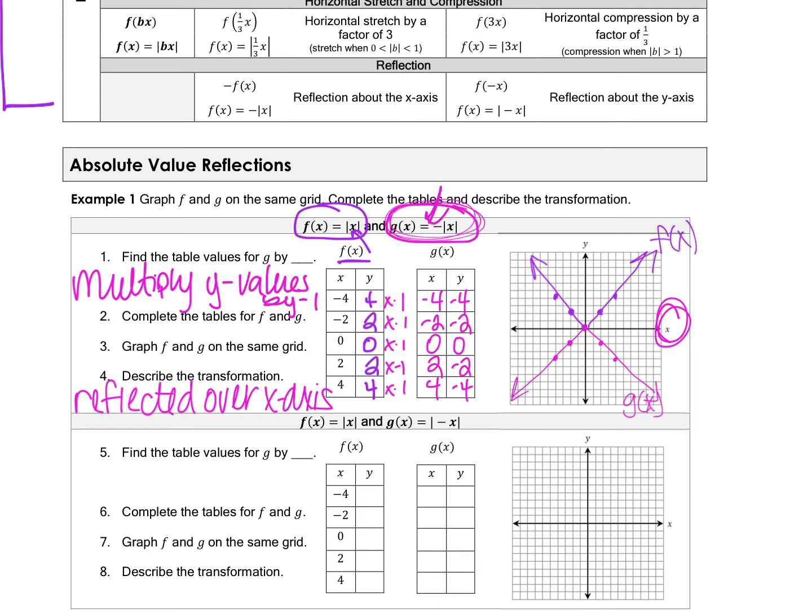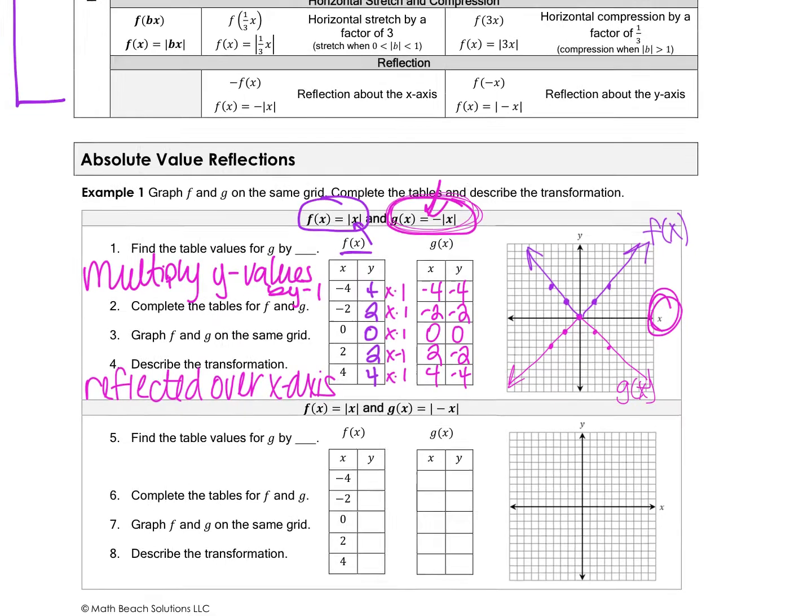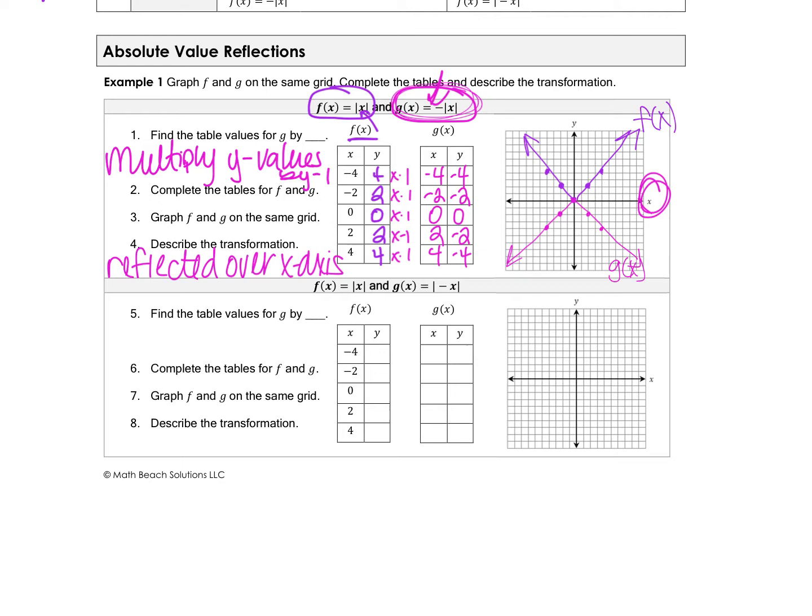Okay, so on these notes here, we're just going to try and figure out what happens whenever we adjust our parent function. So let's move on to the next example. So this one, notice we are starting with our parent function, absolute value of x, and we're going to graph g, which is going to be the absolute value of -x. So anytime we put a negative inside the vertical bars, your absolute value bars, you're going to be multiplying your x values by -1.